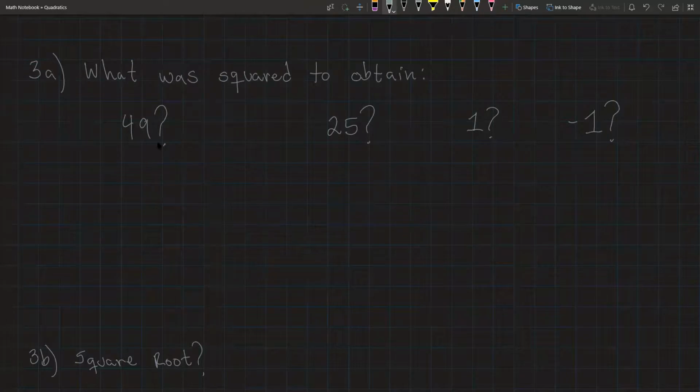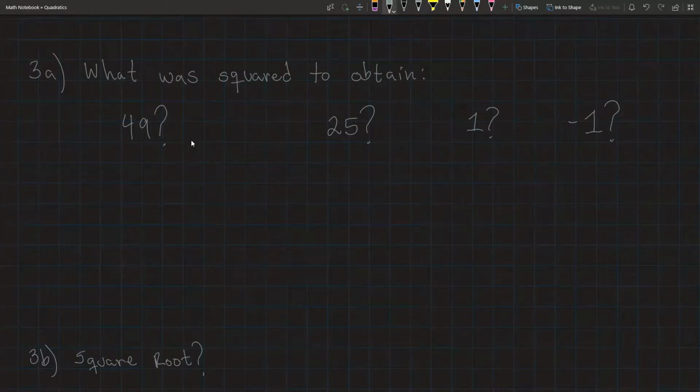What was squared to get a 49? Most popular answer is a 7. I hear 7 often. What's the most popular answer for 25? It is 5. How about this one right here? It is 1. And we'll leave this one for the end. This one's actually its own special case, but these three are very similar.